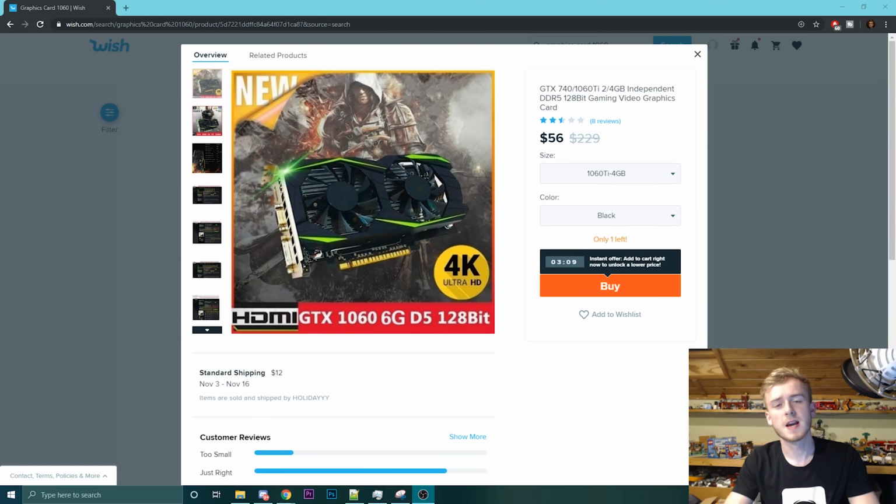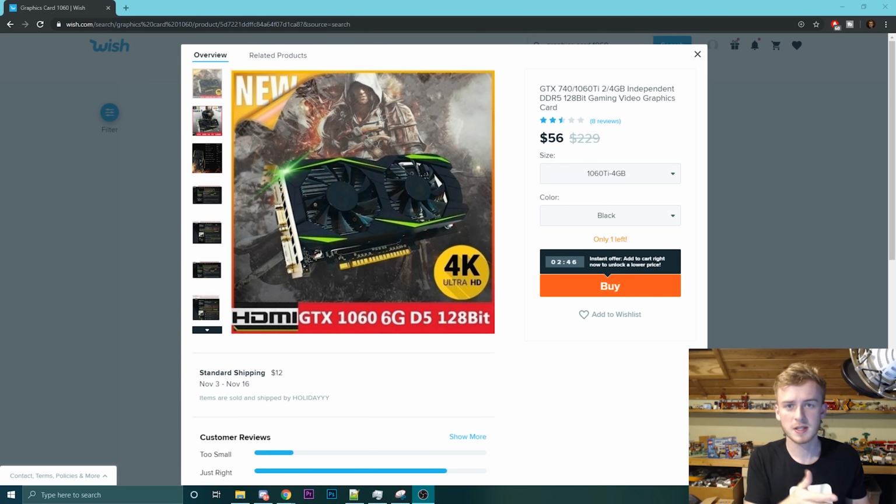This is a GTX 1060 Ti that I found on Wish.com, and I'm actually going to go through and buy this. Now, a couple things to point out. First off, NVIDIA never made a GTX 1060 Ti. There was a 1060 with its 3 different variants of video memory, but there was never a Ti version.